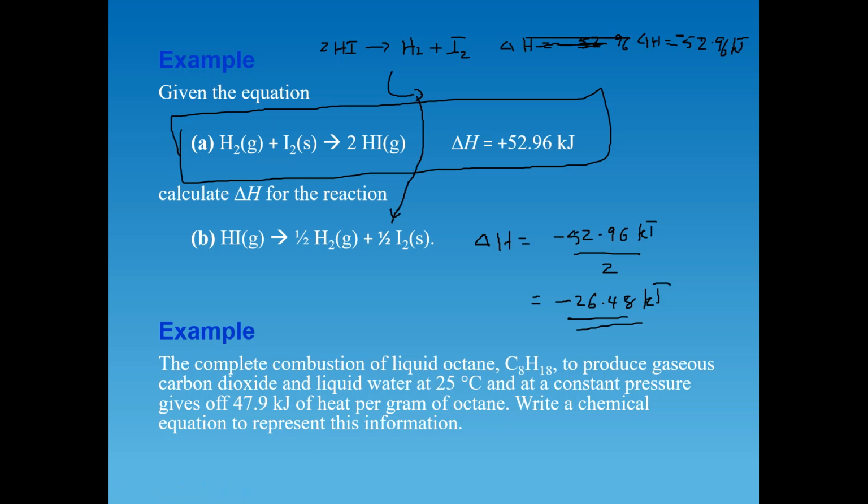All right? So that's a relatively simple example. Now, let's look at the next example below. In this example, they gave you some information about liquid octane. It says that it is combusted completely to produce gaseous carbon dioxide and liquid water, and at a constant pressure gives off 47.9 kilojoules of heat per gram of octane. So the question is asking for you to write down a chemical equation to represent this information.